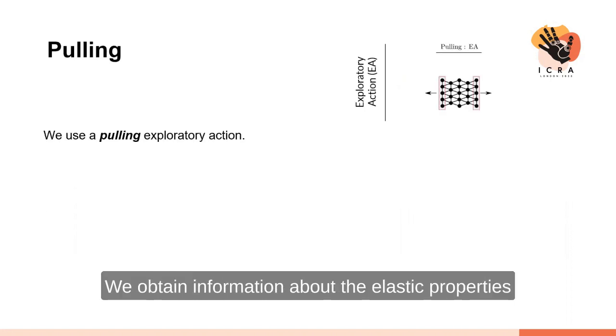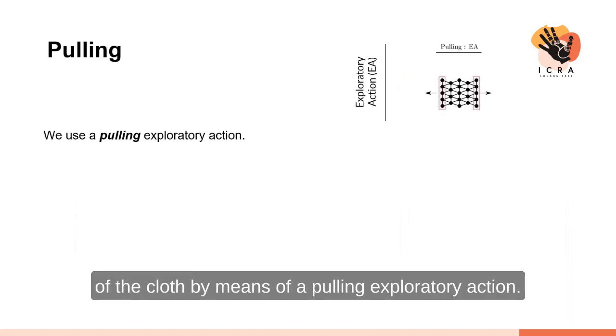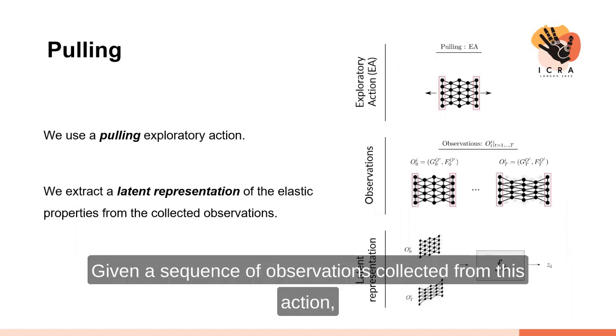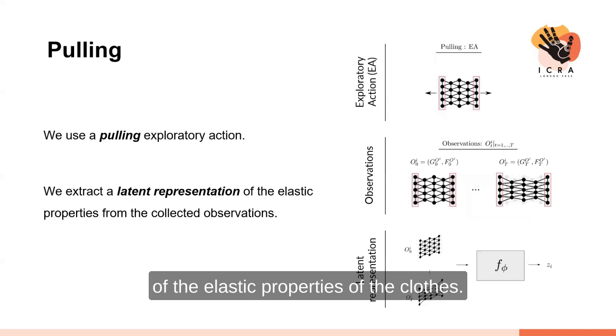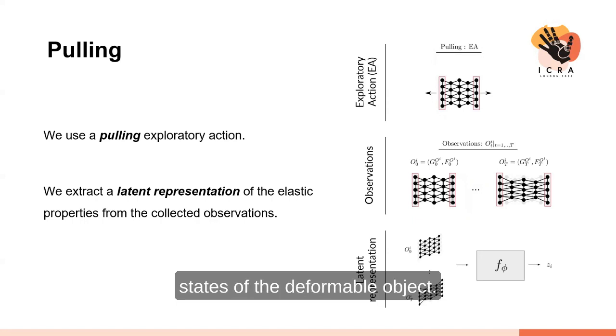We obtain information about the elastic properties of the cloth by means of a pooling exploratory action. Given a sequence of observations collected from this action, the adaptation module extracts a latent representation Zi of the elastic properties of the cloth. The forward dynamics module then leverages the latent representation to predict future states of the deformable object.